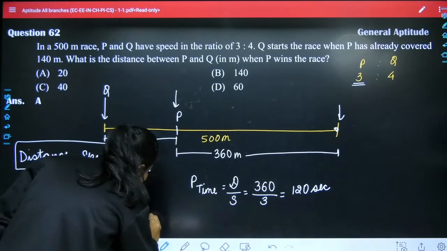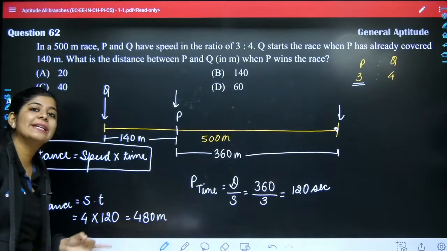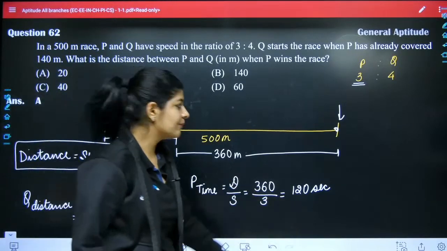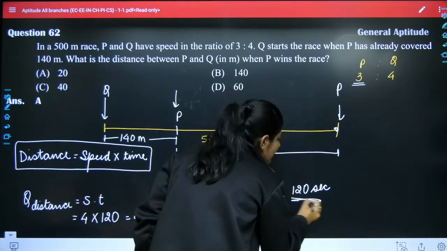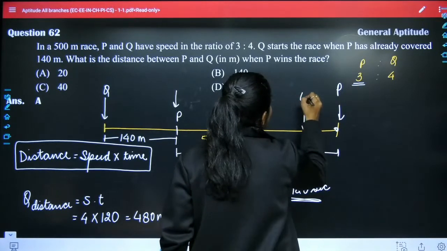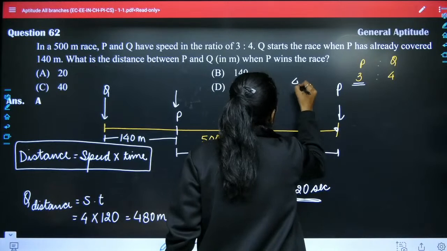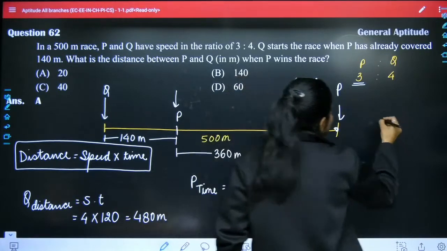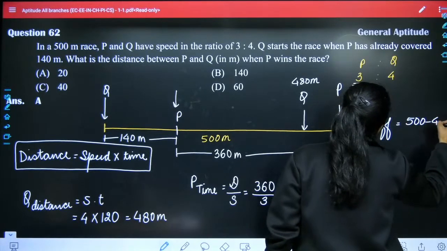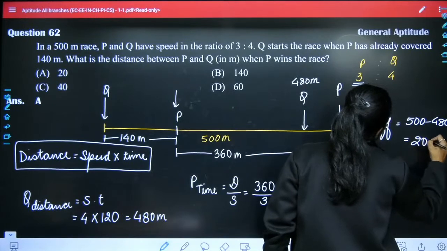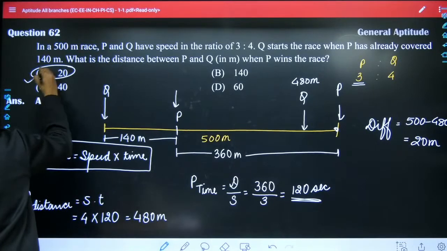So we can say that he will cover only 480 meters in 120 seconds. So if P reaches this point in 120 seconds, Q reaches only this point in the same time period of 120 seconds, and Q will cover 480 meters. So the difference between P and Q is nothing but 500 minus 480, and you will get your answer, which is 20 meters. That means option number A is correct.